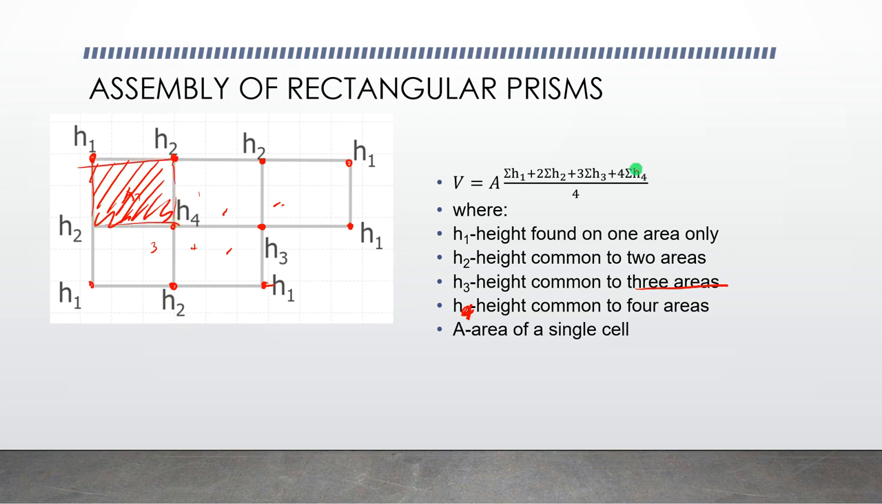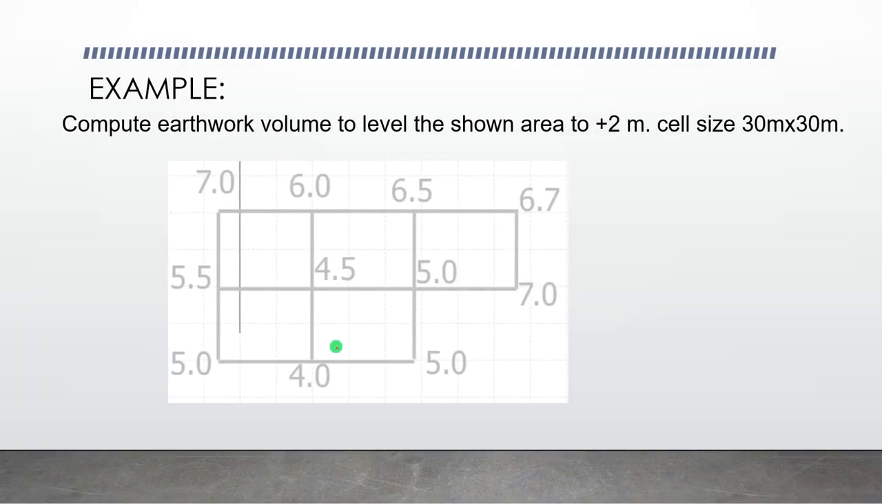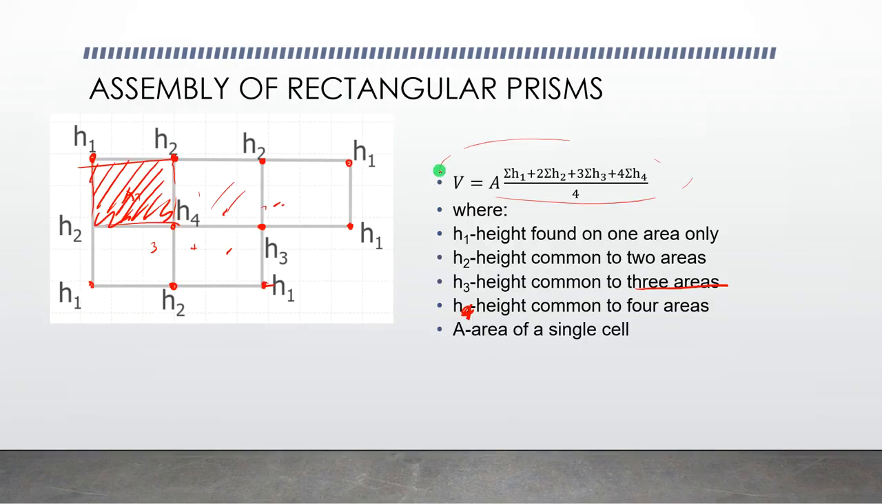So this formula is only applicable to rectangular prisms of the same area of base. Let's apply that to this problem. Compute the earthwork volume to level the shown area, to positive 2 meter, cell size 30 meters by 30 meters. Going back to this solution, its application is for determining the volume of soil to be excavated, usually on a hill, and it is also applicable in excavating pits.